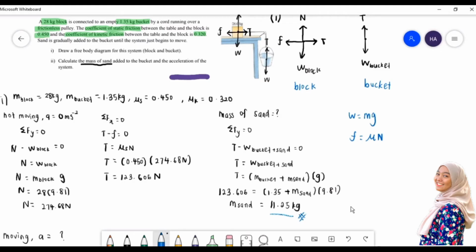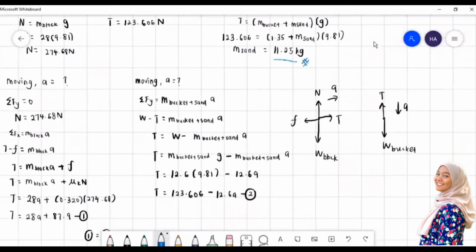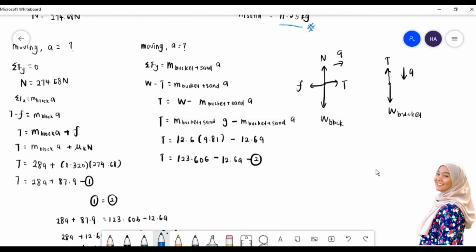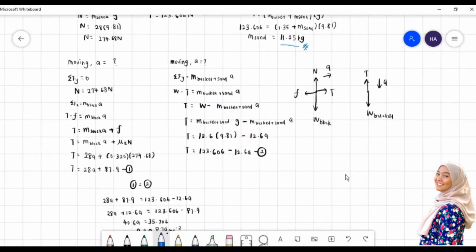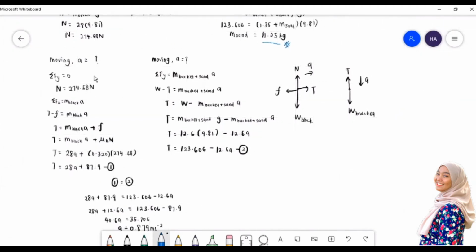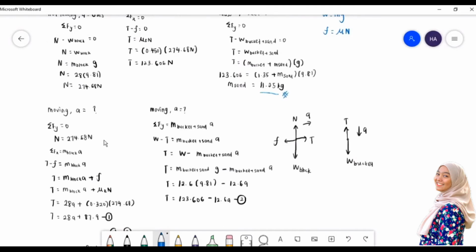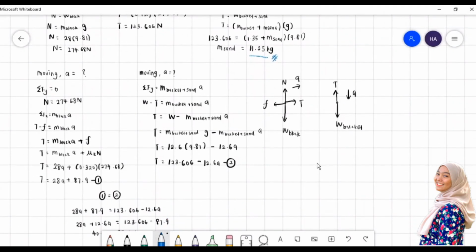Okay. Untuk yang kedua, dia kata dia nak the acceleration of the system. So, bila dia kata dia nak acceleration of the system, maksudnya dia adalah moving, dia bergerak. Okay. So, dia akan menggunakan friction, coefficient of kinetic friction. So, moving acceleration yang kita tengok kat sini, pada sistem block. So, Fy equals to 0 sebab tiada acceleration pada paksi Y. So, tadi kita dah kira Fy atas ni sama, dapat 274.68. And then, the Fx, dia ada acceleration sebab dia bergerak. So, sebab tu kita kena kira balik.